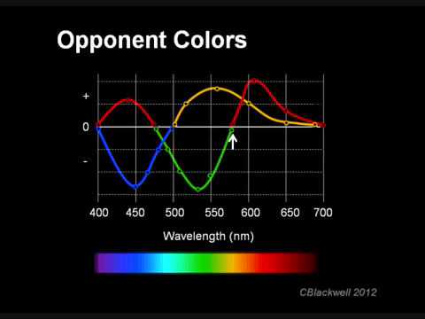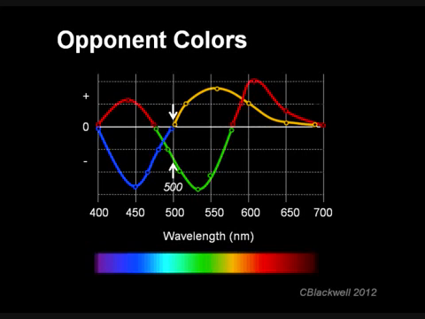A minute ago, we identified a spot where red and green canceled. That left yellow unopposed. That is the site of unique yellow at 580 nanometers. Red and green also cancel at a second spot. This leaves blue unopposed. In other words, this is the site of unique blue at about 475 nanometers. Likewise, there is a spot where blue and yellow cancel. This is the site of unique green, about 500 nanometers.